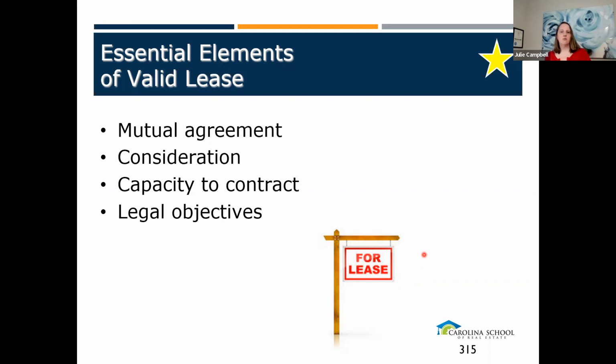Well, we need mutual agreement, meeting of the minds. Landlord and tenant have to come together and agree on the terms. How much rent for how long? Some form of consideration, no free promises. In terms of a lease, the consideration is rent, possibly the security deposit that we are talking about.